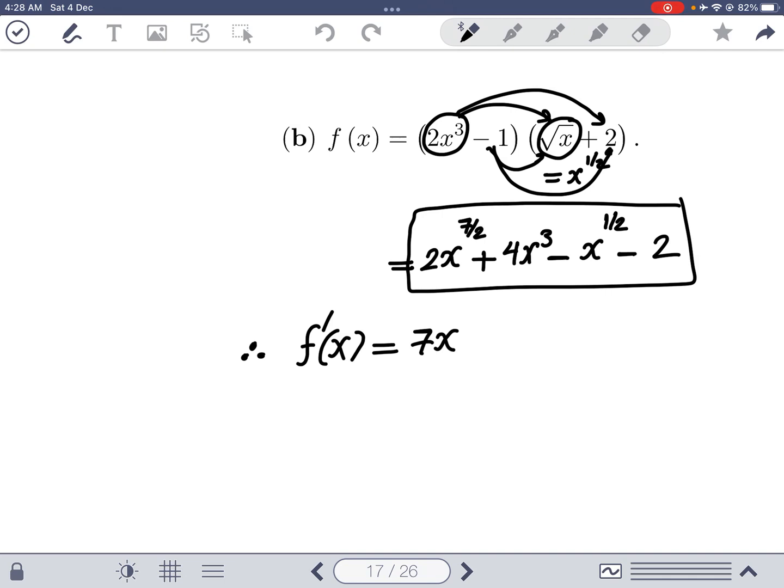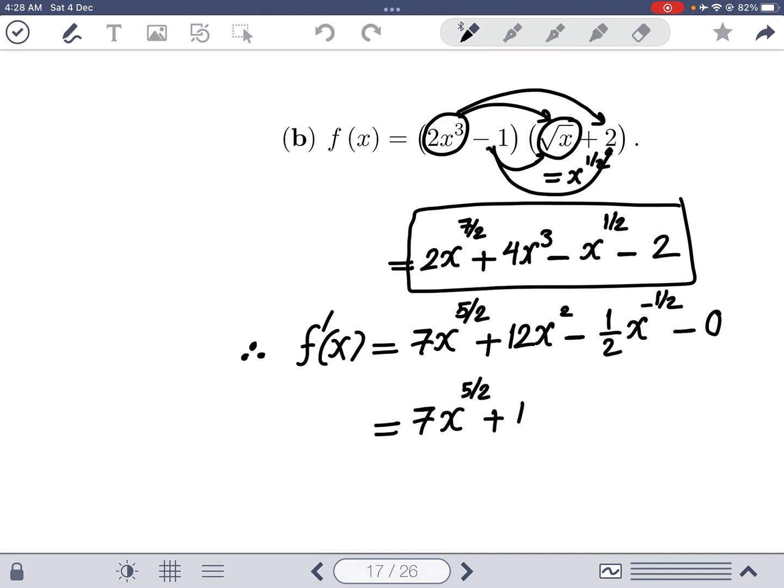And so 7/2 minus 2/2 is 5/2 plus. Now 3 comes down, multiplies the 4, you get 12x squared. Minus the half comes down, and then you subtract 1 from half, you get negative half, minus the derivative of 2 is 0. And now just simplify what it looks like. So this is 7x to the 5/2 plus 12x squared minus 1/2 radical x.